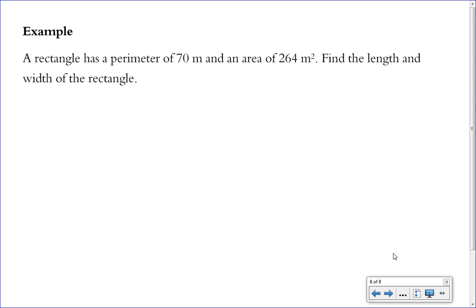Here's another word problem that can be solved with the quadratic formula. This question says a rectangle has a perimeter of 70 meters and an area of 264 meters squared. Find the length and width of the rectangle.